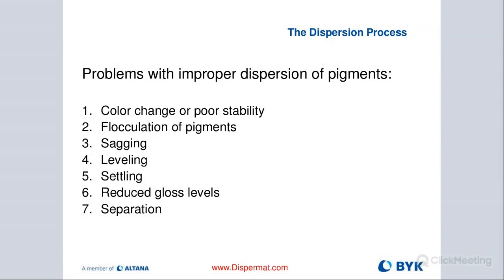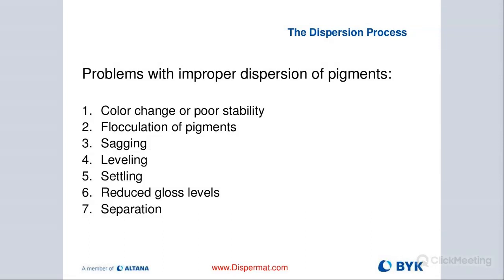So some of the issues that come up if we do a poor job dispersing our pigments or particles, we're going to have very poor stability. We're going to have maybe shift in our color. That comes up a lot, flocculation of pigments where they just bind back together and then they settle out, so they don't have any shelf life. Sagging, leveling, settling is another issue there. Reduced gloss levels or the separation could be another issue if we poorly disperse.